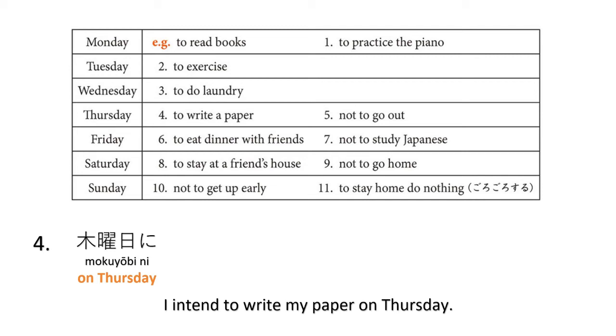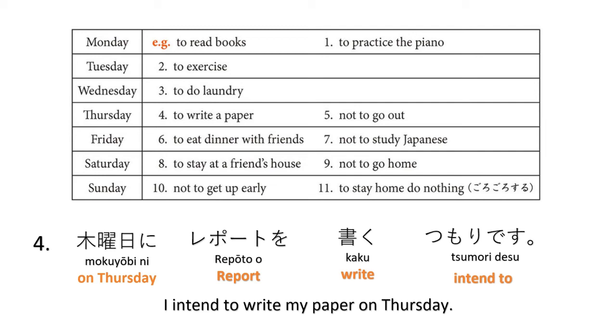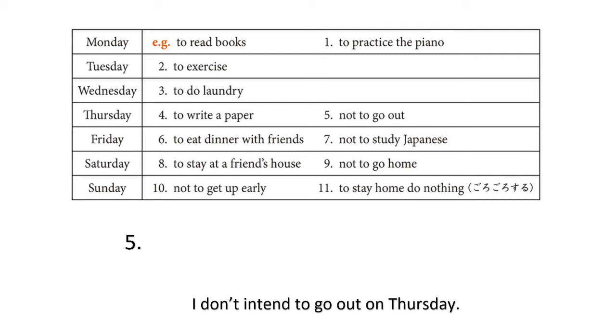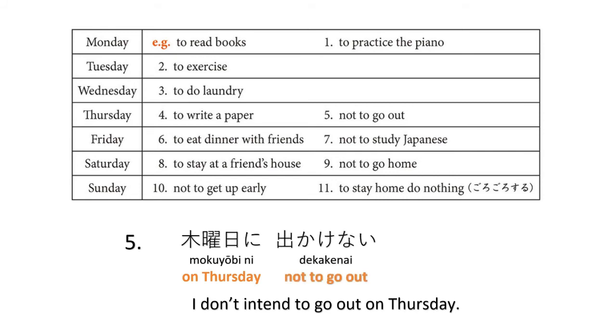So what is write paper? Term paper, report. Reporto o kaku in the plain form tsumori desu. Okay. Again, on Thursday, mokuyobi ni. So does not intend to go out. Mokuyobi ni dekakenai. So it is the negative form of dekakeru. Dekakenai tsumori desu.